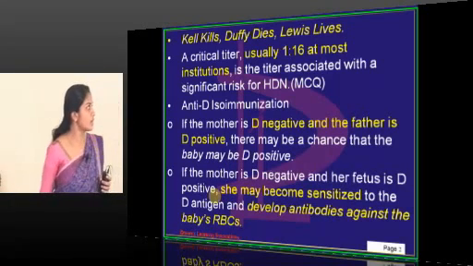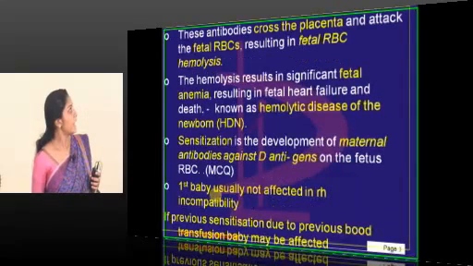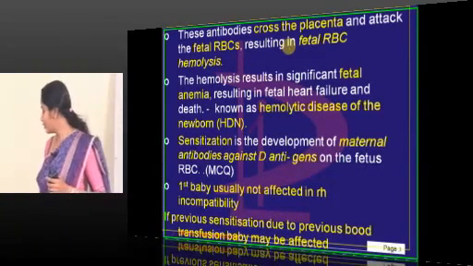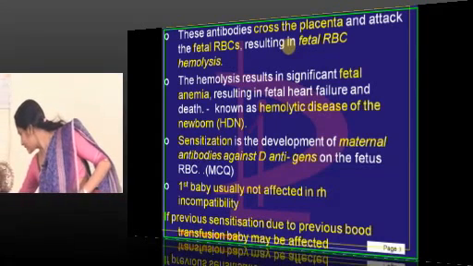So we will see what all the consequences of this Rh negative are. First tell me, in Rh negative, which is the most common incompatibility in the fetus?